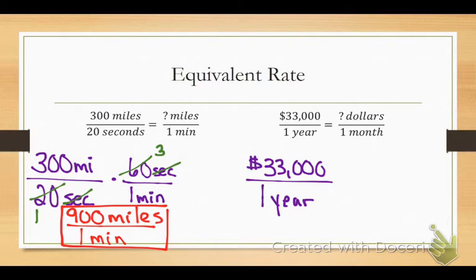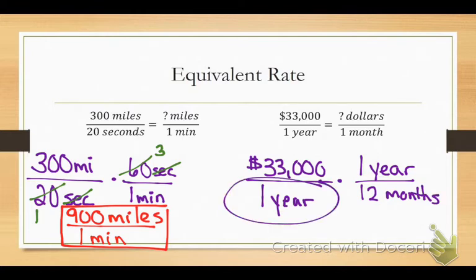So my question is, do I multiply it by 1 year over 12 months or 12 months over 1 year? 1 year over 12 months. Why? It has to cross cancel. Where is the unit that I'm canceling in my first fraction, and I need to be able to cross cancel it. All right, so now I can cross cancel the year, and what am I left with on top?